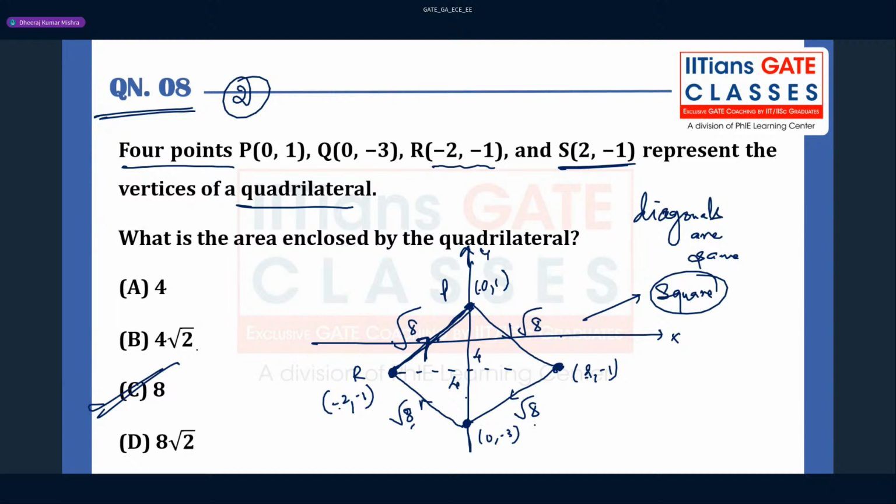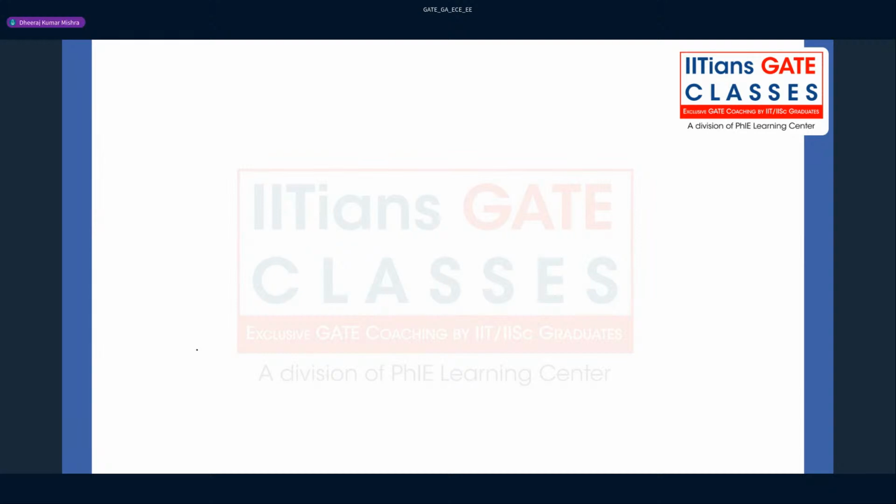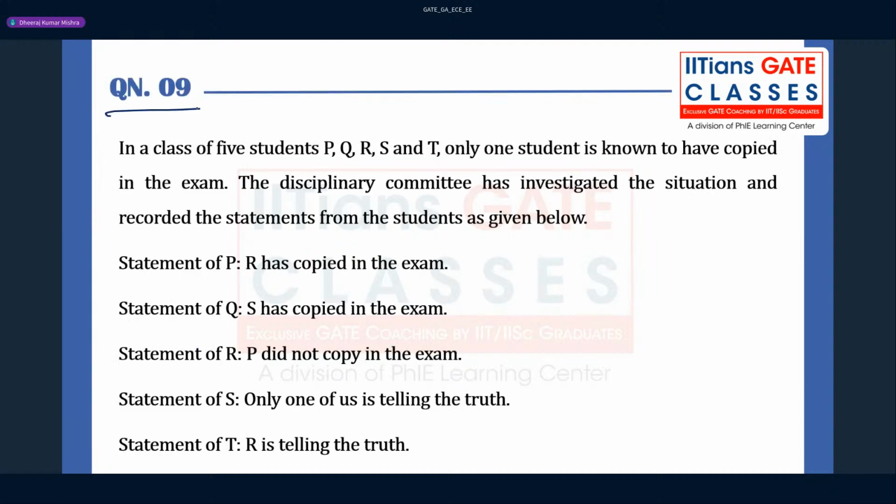So it's a very simple question. If you're able to draw the picture, you get the answer quickly, right? If you have got the basics, right? So you see how we are solving the question. So 8 questions are done, right? Next question is the ninth question, and this is a kind of puzzle, again a puzzle question.